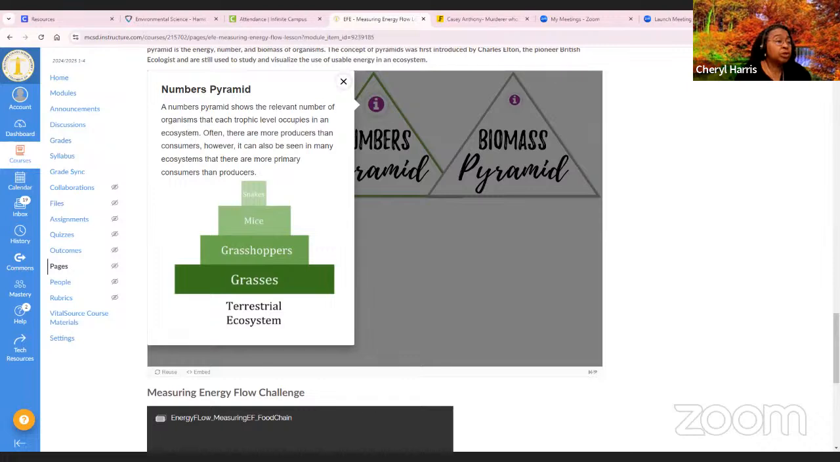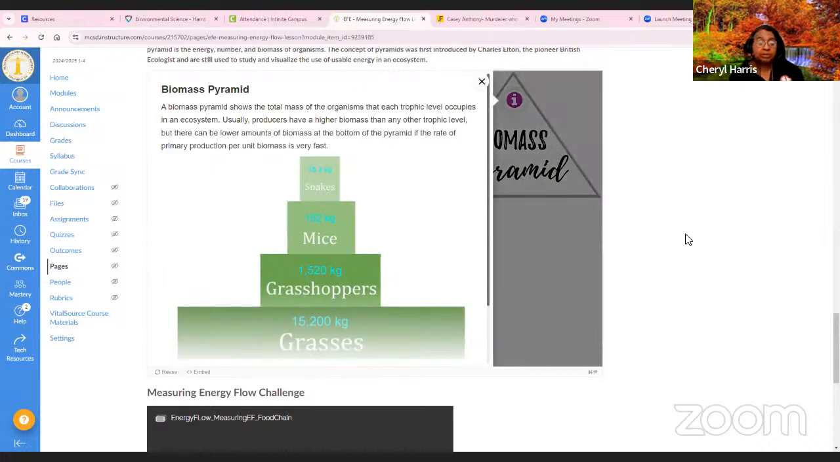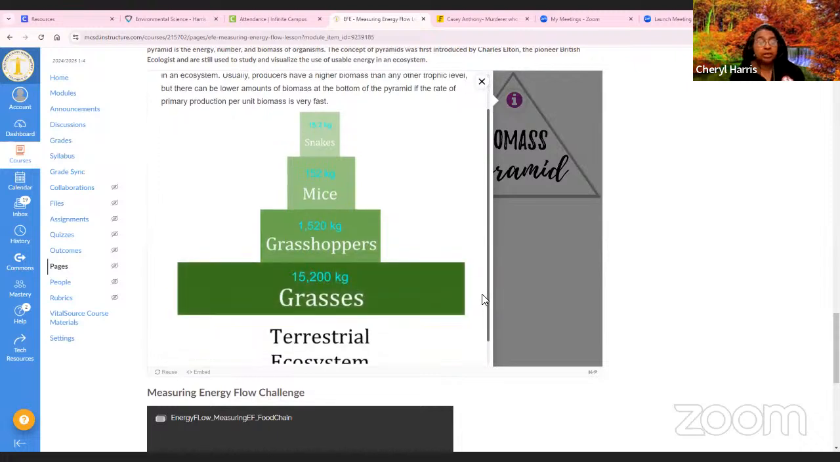So you always have to look at what ecosystem you're looking at and what would be the example of your producers. It doesn't matter what ecosystem you're looking at, it's still going to start with a producer, and they will be the widest thing in your energy pyramid. All right, then there's that word biomass. Looking at the same terrestrial ecosystem, notice the numbers.